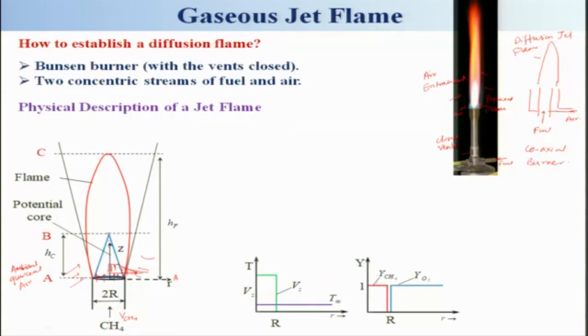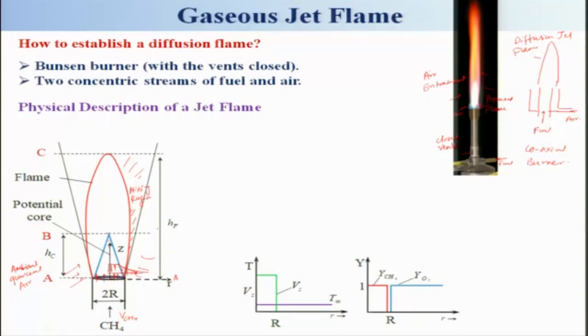Then what will happen to the methane? Methane mass fraction will be 1, because only methane is in this region, am I right? Whereas the oxidizer will be in this region. Of course, it could have been the same location, I have given some gaps to make it different, otherwise it will be the same. Now, this region between the flame, this is the flame, is known as the mixing region, which will be taking place.